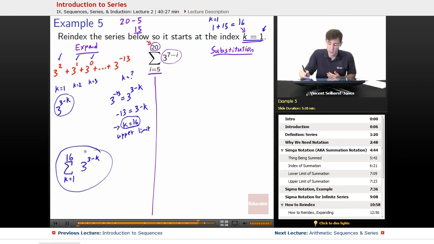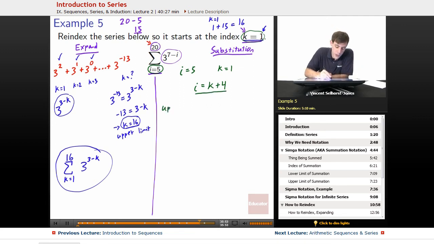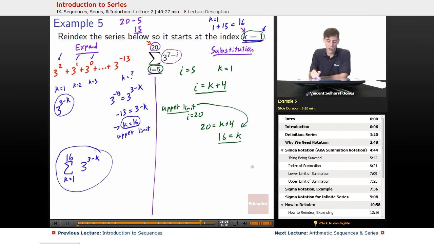Alternatively, we could do this through substitution. We could have also set this up by noticing, well, we've got i equals 5 here, and we want to start at k equals 1. So at the first place, we have i equals 5, and at our second place, we have k equals 1. So if we have i equals 5 here and k equals 1 here, then we can see that i is equal to k plus 4. So if i is equal to k plus 4, this is just going to hold true in general. Then what about our upper limit? When i is equal to 20, what will our k wind up being? We'll have 20 equals k plus 4, which means 16 is equal to k for the upper limit.